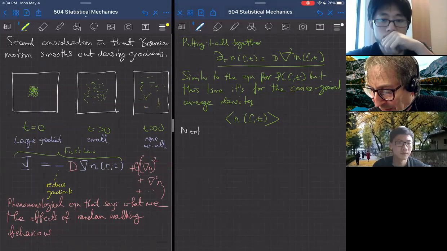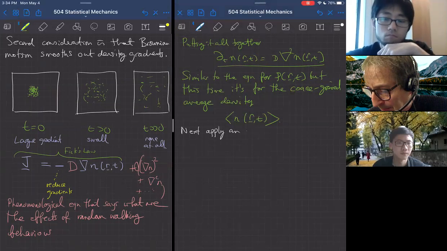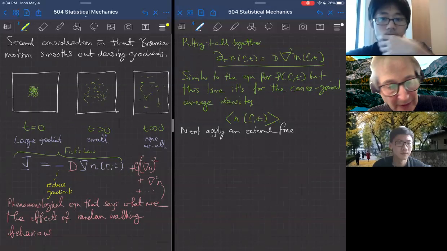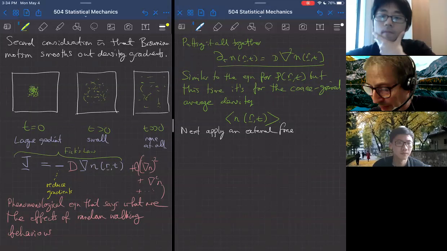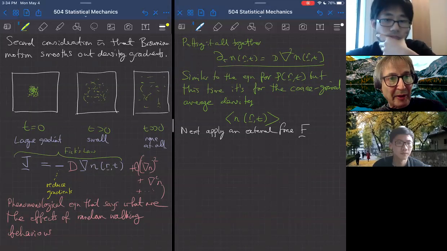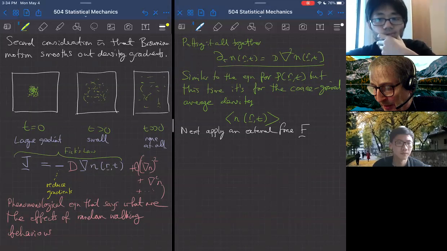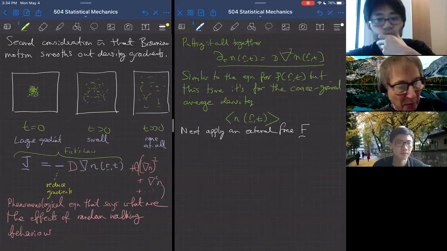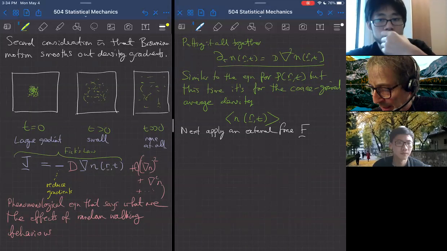So the next step I want to talk about is I want to suppose that we now have an external field. So we'll call it an external force, which I'll call F. And what's going to happen is that the particle is going to move due to the force. So let's write down what the particle does.